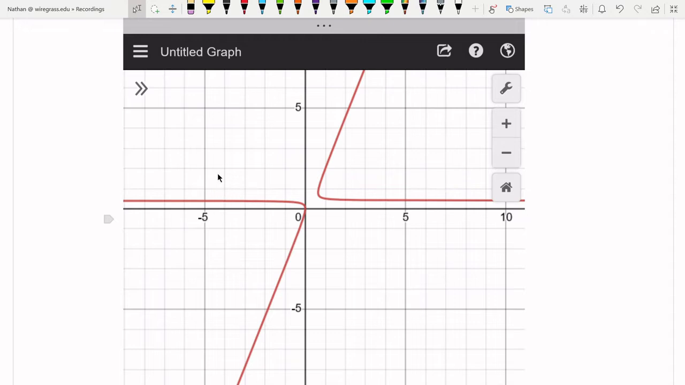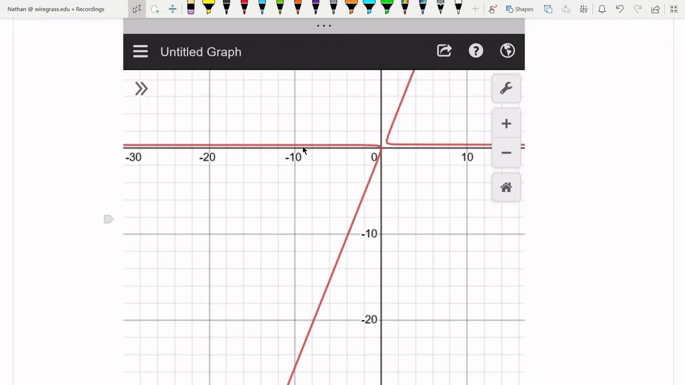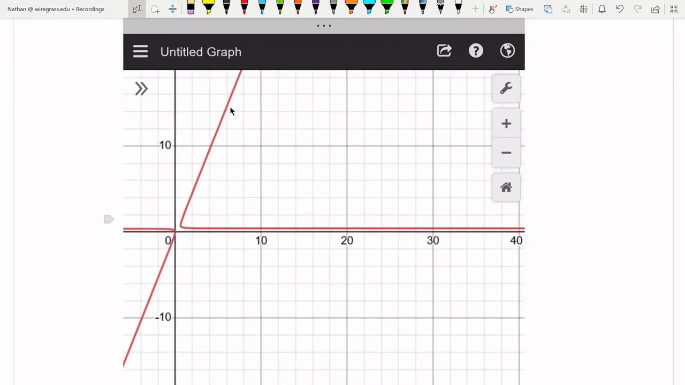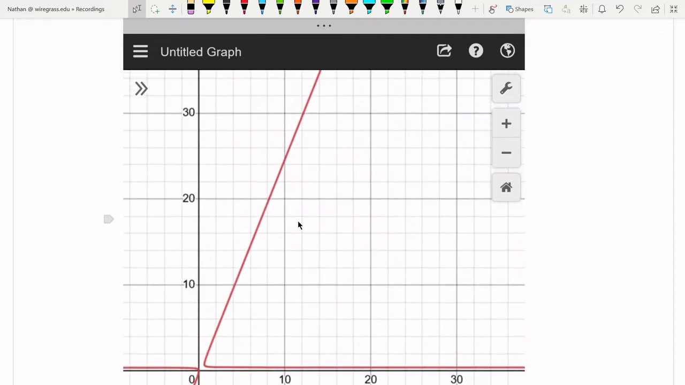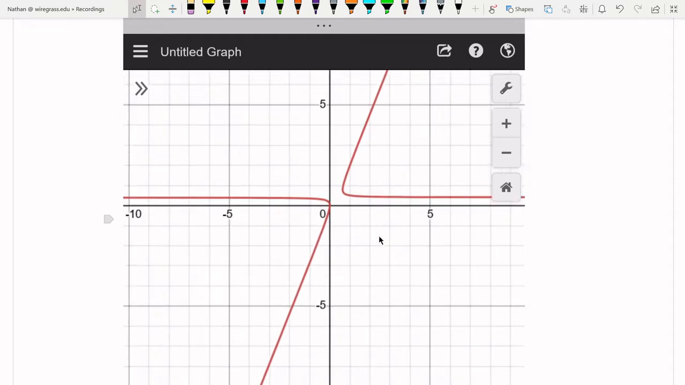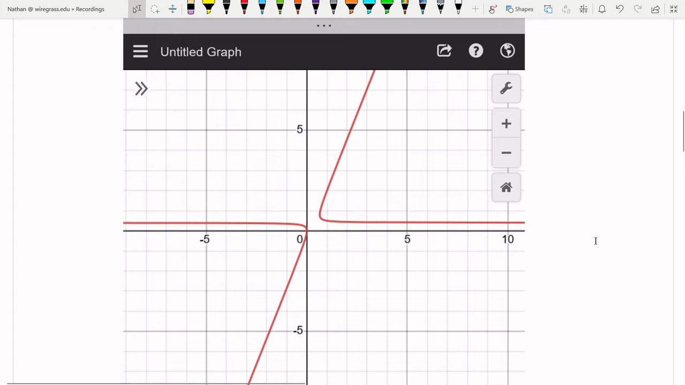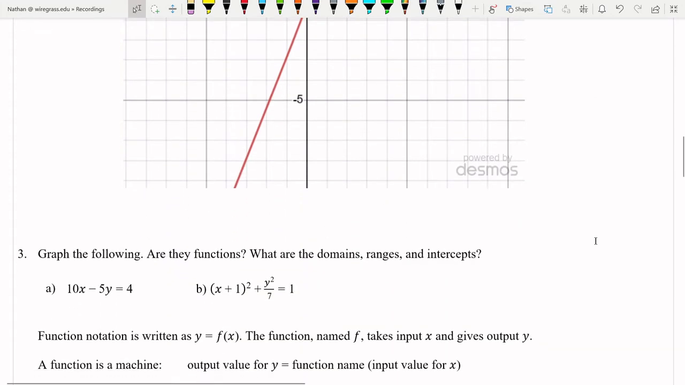Of course, you can move pretty much anywhere in this direction, and it'll always cross twice there. And anywhere in this direction will also always cross twice. So there are many vertical lines that cross twice. Therefore, this is not a function. Give it a try in number 3.